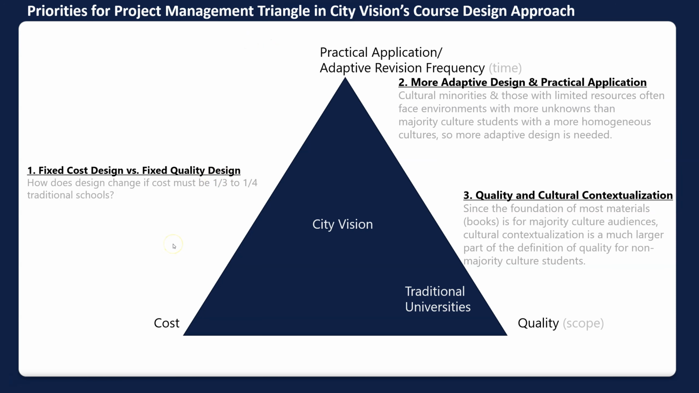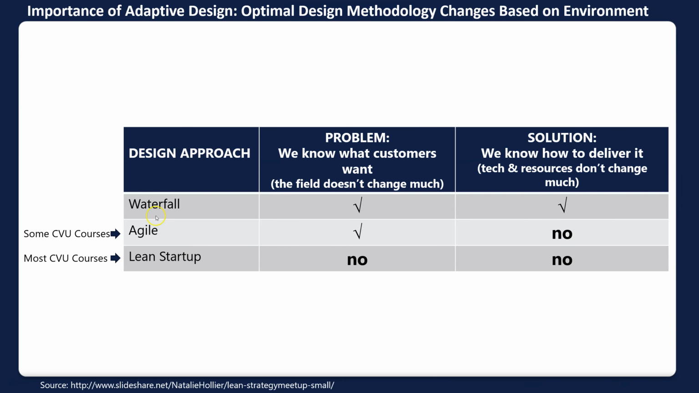Now, another thing that makes our approach to design different: I explained that ADDIE traditionally follows something called Waterfall. And Waterfall is good where you have a known problem. We know what customers want, and the field doesn't change much. So I described, say, accounting does change, but it's not 3/4 of the entire accounting field changing all at once, right? And then the solution, we know how to deliver it. The technology and resources don't change much.